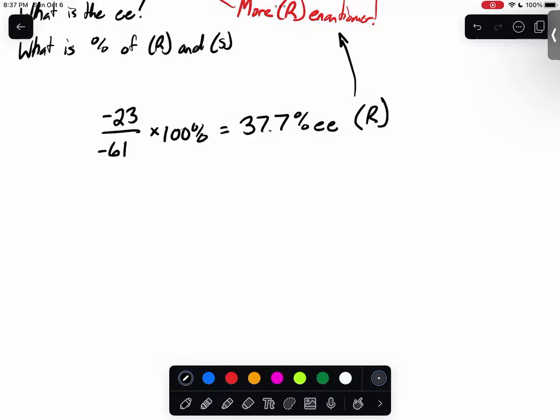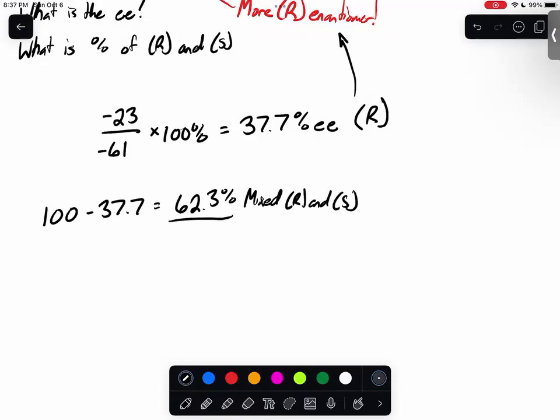And we find that it would be 100 minus our 37.7%, which gives us 62.3% is the mixed R and S, which if we just were to divide that by 2, that tells us it's 31.2% R and it's 31.2% S.